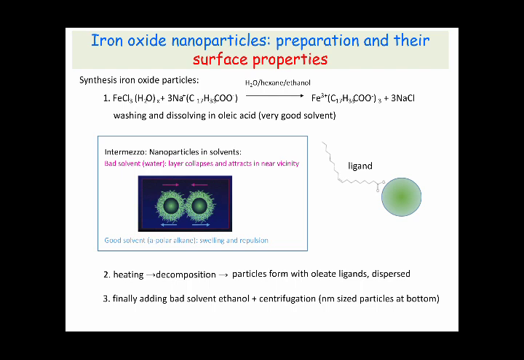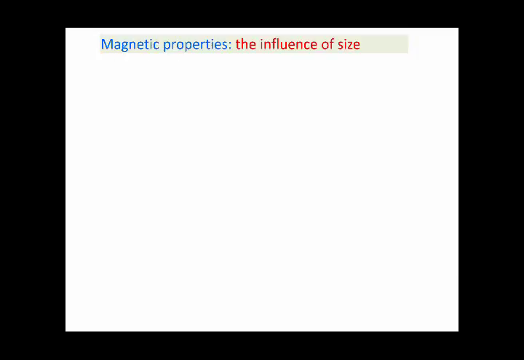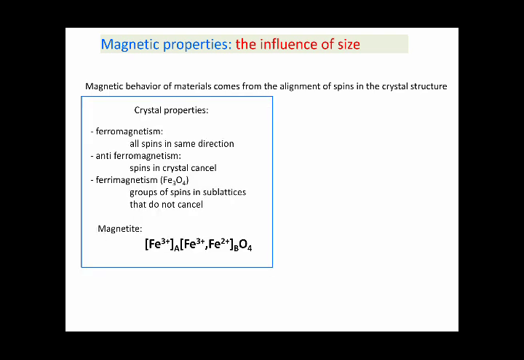And then we can also use 2 other techniques, that is heating and decomposing these nanoparticles with ligands, so that you can change the functional groups. And you can also use solvents, but then you have to use a centrifuge so that they can also make stable colloidal solutions. How does the size affect the magnetic behavior of these nanoparticles?